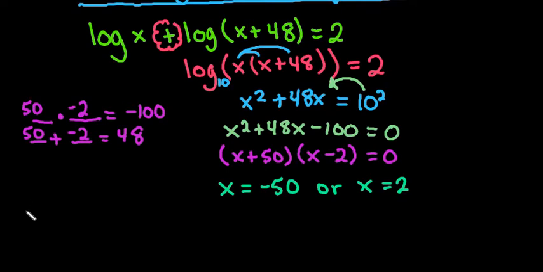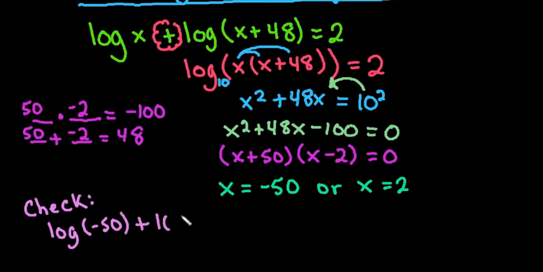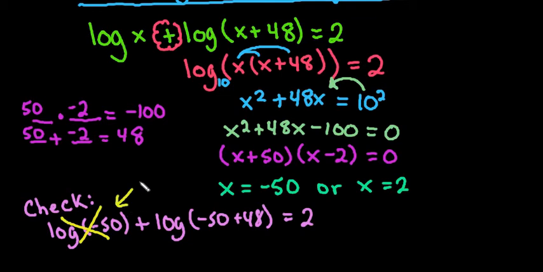It's very, very important that you check these when you simplify, to make sure they work. Because with logarithms, the value right here can never be negative. So if I plug this back in, I would have log negative 50 plus log of negative 50 plus 48. Since both of these are negative values, this is undefined. It is not allowed. If I typed log negative 50 into my calculator, it doesn't work. This value always has to be positive. So this is known as an extraneous root.